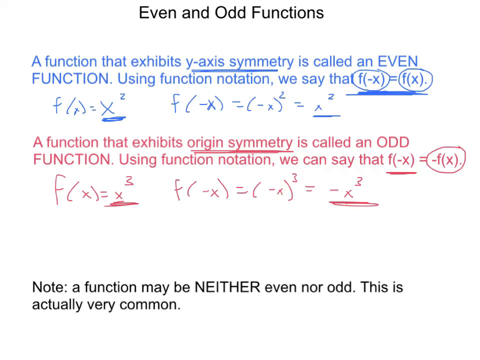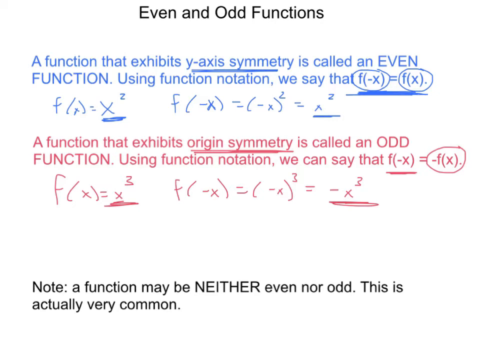Now, keep in mind a very important note down here at the bottom: just because all numbers are even or odd doesn't mean functions are even or odd. You will have some functions, in fact a lot of functions, that are neither odd nor even. So you can't test these things and just say, oh, well, it wasn't even, that means it must be odd. Not at all. A function is even or odd or neither one of them.